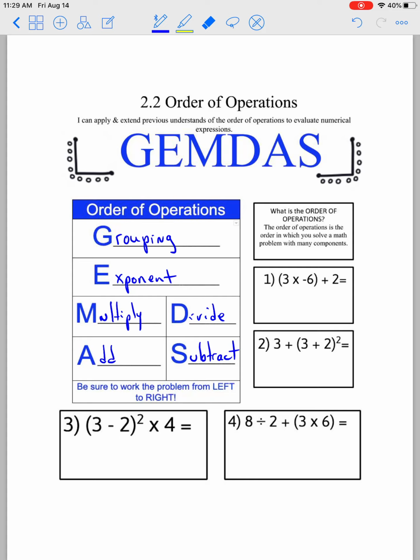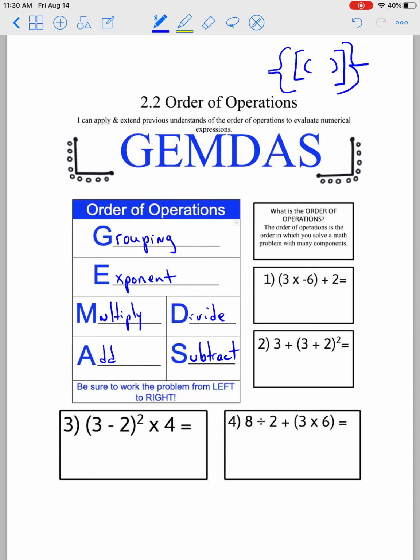We call it GEMDOS. You may have heard it in the past as PEMDOS. The reason we call it GEMDOS with a G is for grouping. Used to, the PEMDOS dealt with parentheses, right? Parentheses, exponent, etc. But we know there's different types of grouping. So we changed it, or somebody did. I had nothing to do with it.